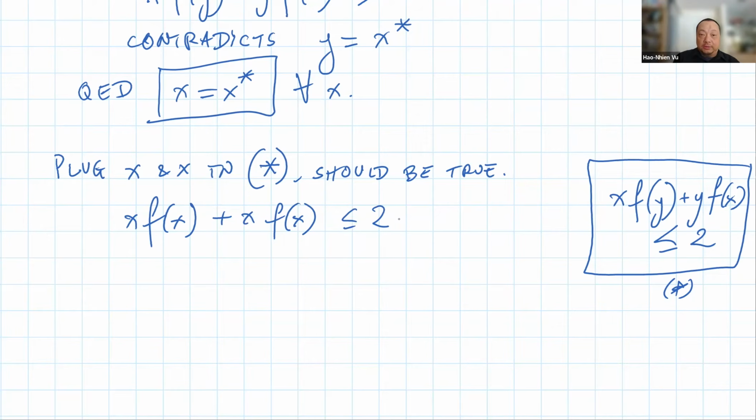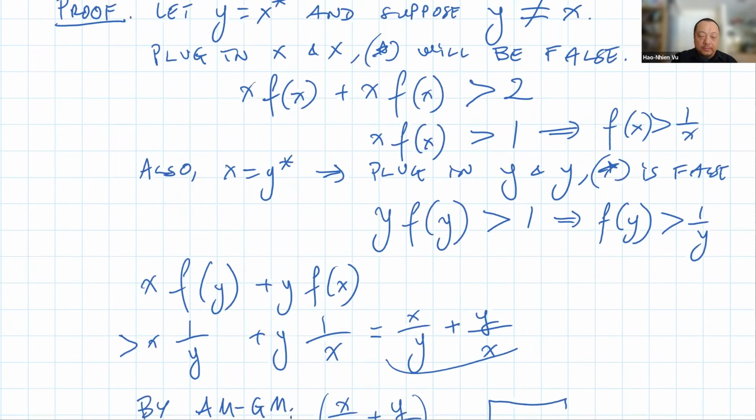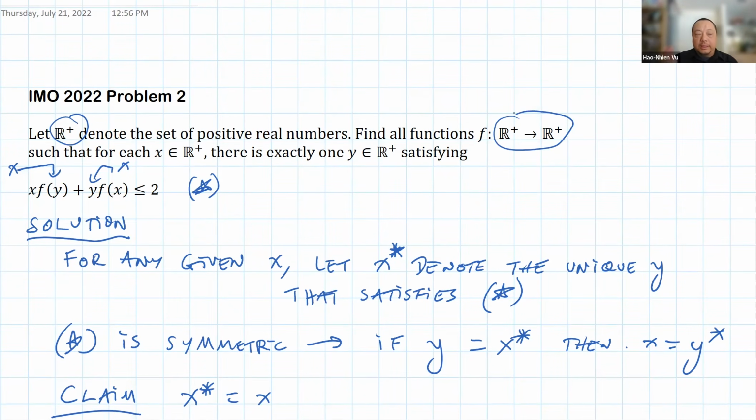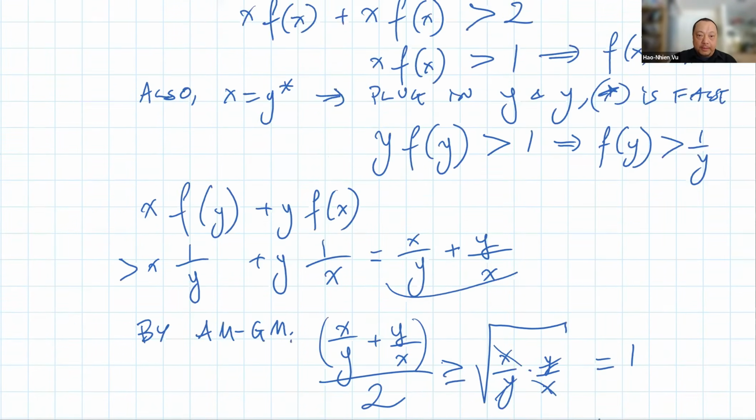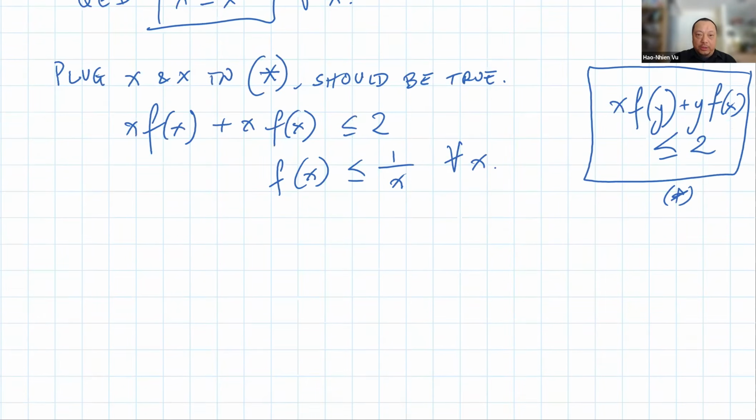x f of x plus x f of x is less than or equal to 2. This is 2 times x f of x. We divide by 2x both sides. So we should get fx is less than or equal to 1 over x for all x. We're able to do all these inequality manipulations without worrying because the question says all the numbers are positive reals. x is positive, fx is positive, everything is positive, so we can work with these inequalities without worrying about the direction of the inequality.